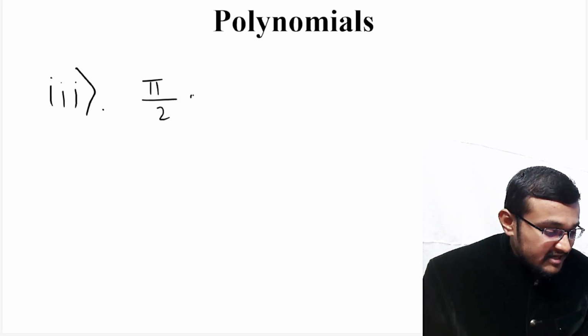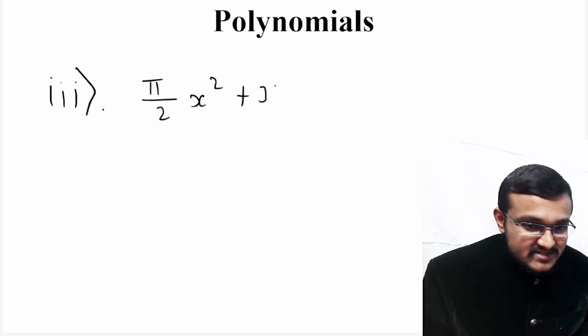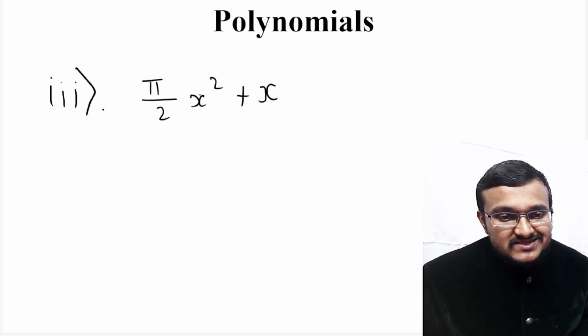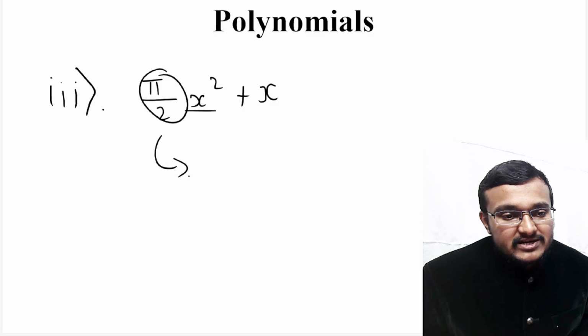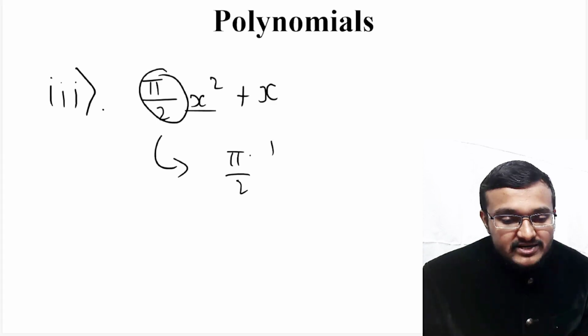Now coming to the third expression in this particular second question, you have pi by 2 x square plus x. So here also you can see x square has pi by 2 as its coefficient. So pi by 2 is the coefficient of this particular pi by 2 x square.